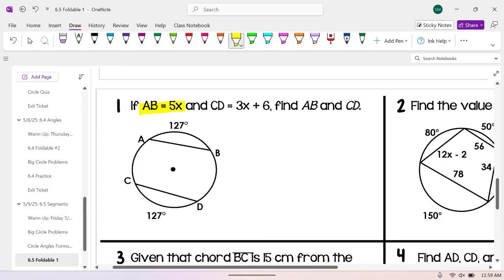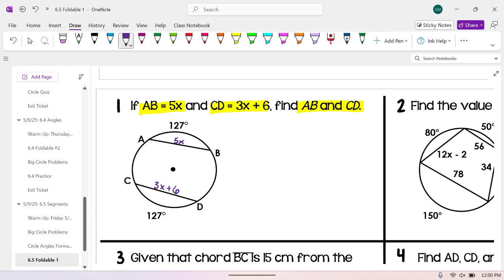If segment AB is equal to 5x and CD is equal to 3x plus 6, we need to find the length of AB and CD. So, based off of the information given to me, I'm going to go ahead and label AB is 5x, CD is 3x plus 6. Now, look at the information that they give us. Which theorem do you think I'm going to use? The first, second, or third theorem on this page? Not the third.